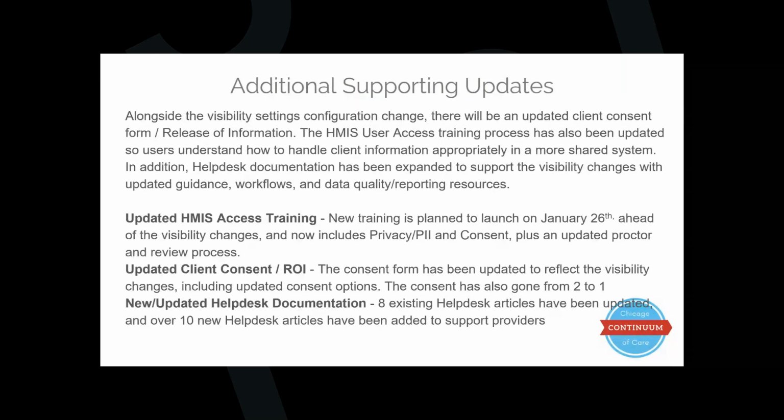In addition to that, we have updated quite a bit of help desk articles and added new ones. At this time, 8 help desk articles have been updated to include updated information referencing the global visibility change. So anything that has changed due to this has been updated in help desk articles already. We've also added 10 new help desk articles to help support providers in various ways, from reporting to understanding data to utilizing a shared system. We'll be sure to share all of that out as well in the coming weeks.